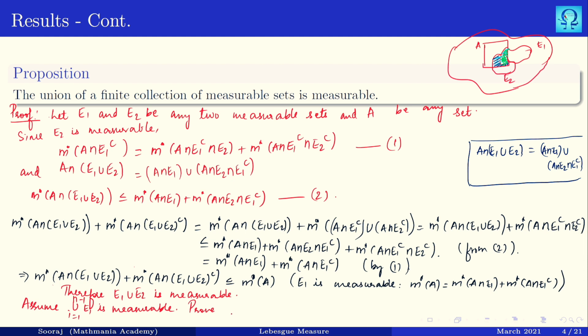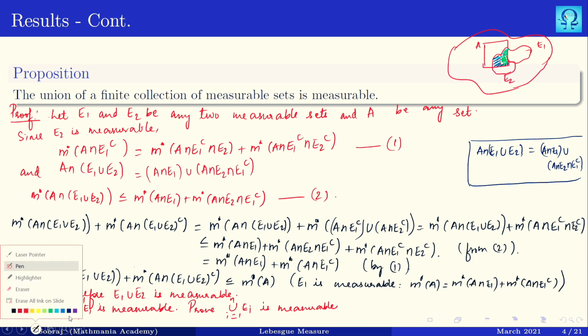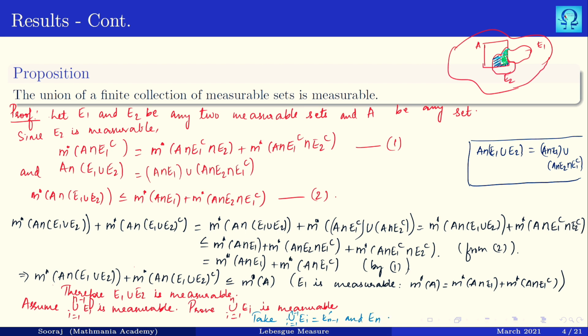Proof: union i runs from 1 to n, Ei is measurable. So the hint that I can give you is, take union i runs from 1 to n minus 1 Ei as some E'n minus 1 and En, and do the same argument. Do the same argument that we have done here, and that would give you the result that finite union of measurable sets is measurable.